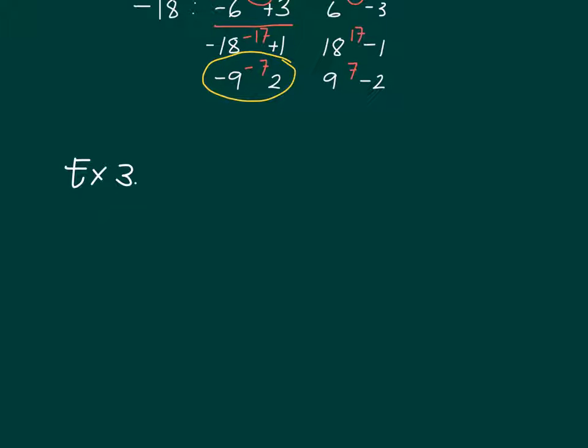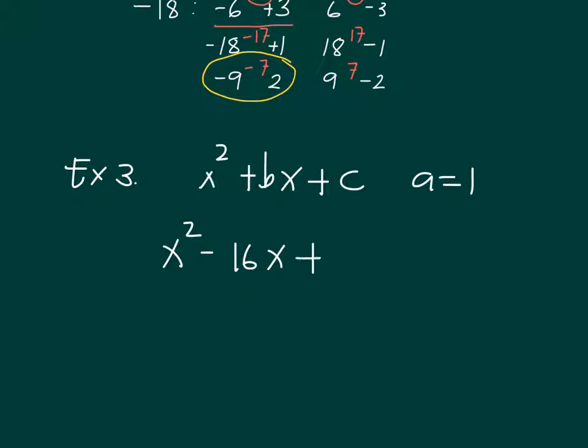Again, take note that we're just factoring expressions of the form x squared plus bx plus c, specifically when a is equal to 1. So this method works for x squared plus bx plus c, that is when a is equal to 1. So what if we have x squared minus 16x plus 63? We have seen two positive numbers, and then a negative and a negative, and this time a negative and a positive.